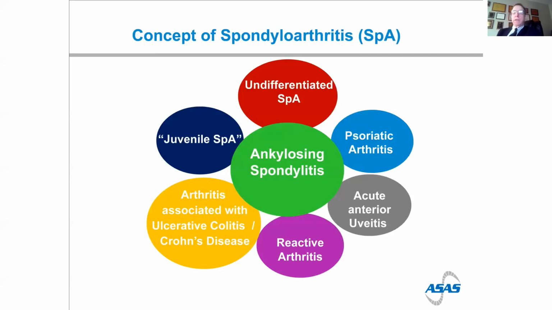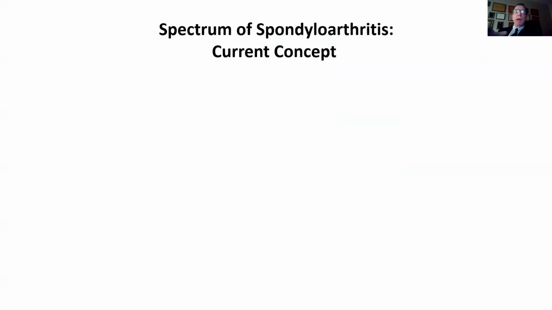Basically, this is a very old slide. This is how we used to think about ankylosing spondylitis and what we called back then the spondyloarthropathies, of which ankylosing spondylitis was the more classic presentation. But also a variety of other related diseases, like the arthritis of ulcerative colitis and Crohn's disease, juvenile spondyloarthritis, undifferentiated spondyloarthritis, psoriatic arthritis, and acute anterior uveitis and reactive arthritis, previously known as Reiter syndrome, were all part of the spectrum.